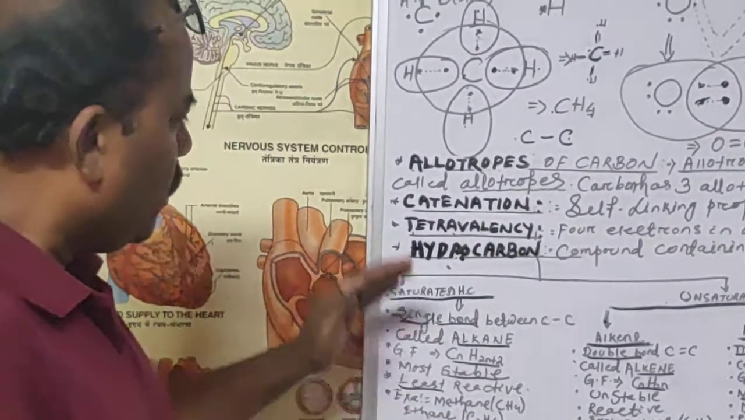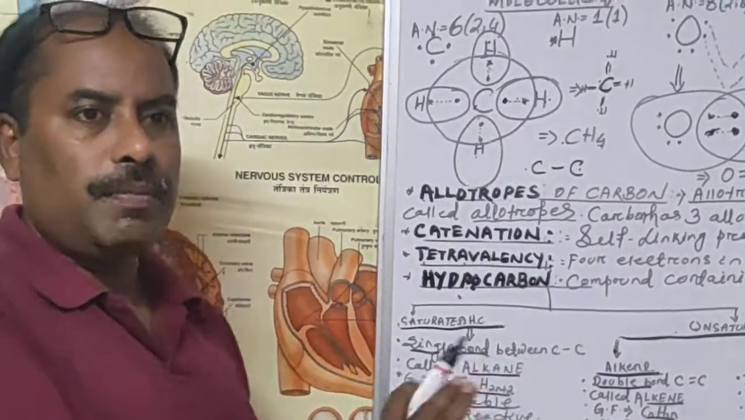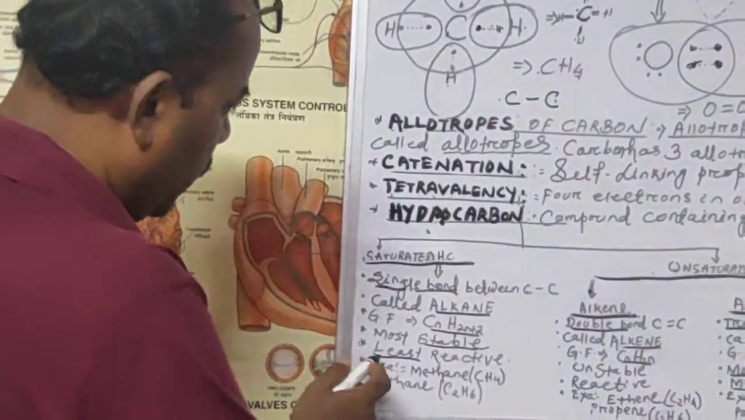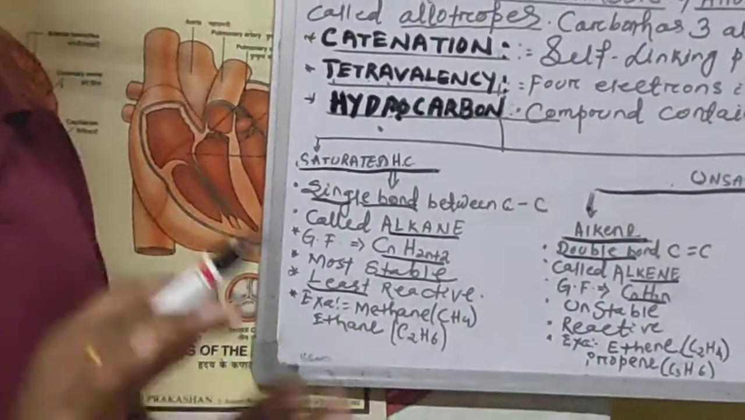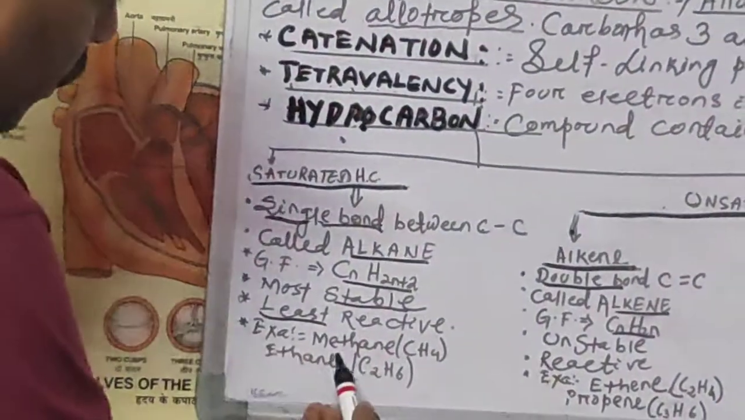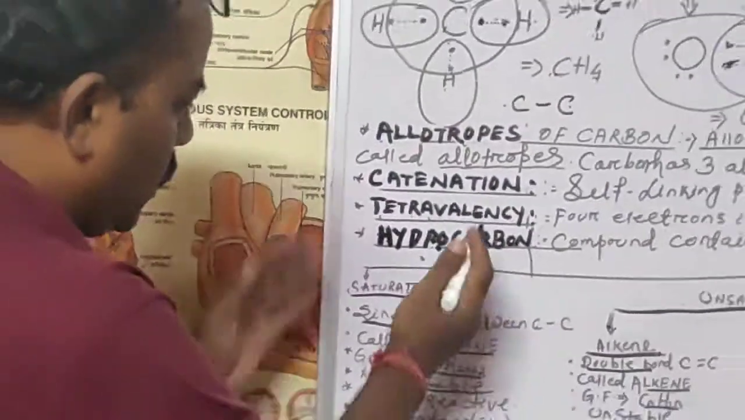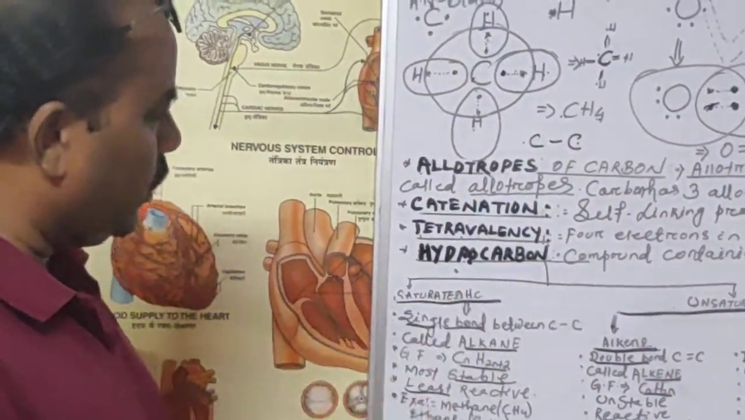Most importantly, it is stable. This one is very much stable. It does not break down to give a simpler form; this is already the simplest form. Then it is least reactive. It does not react, or reacts very little. Examples: methane, CH4, and ethane, C2H6. So these are the characteristics of saturated hydrocarbons.